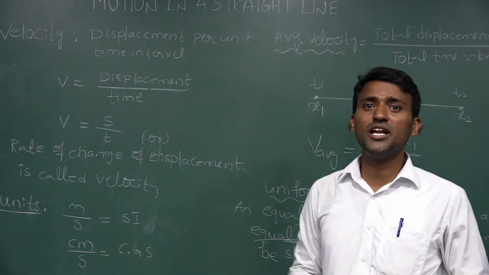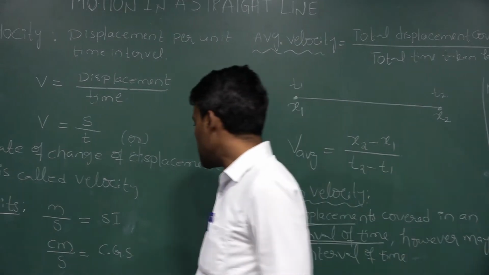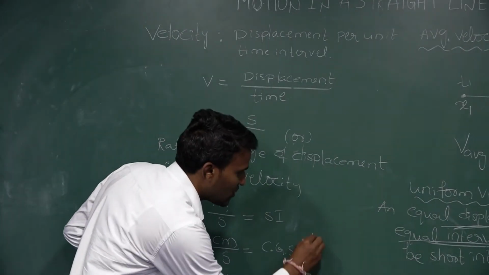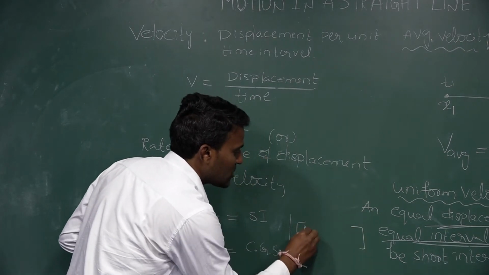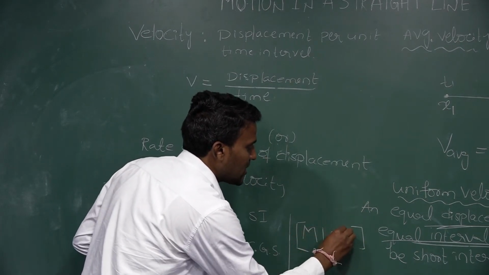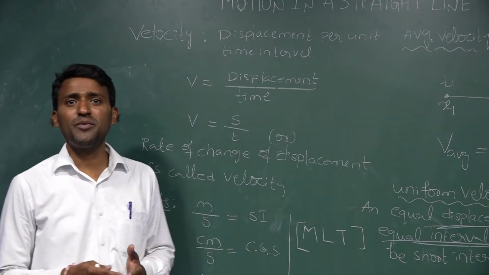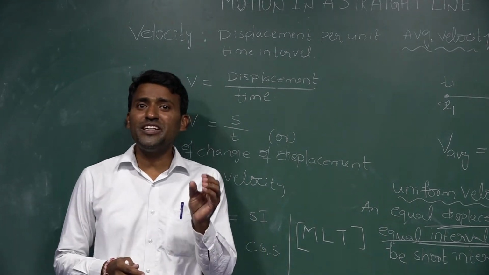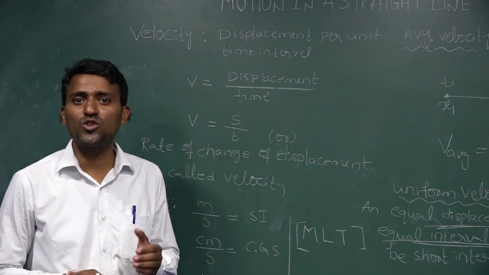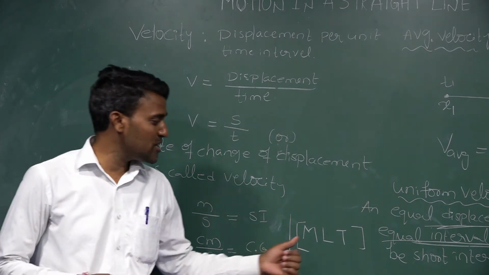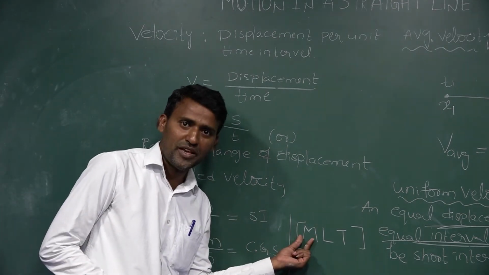And I want to tell you here about the dimensional formula. What does dimensional formula mean? We write the dimensional formula with M, L, T. Dimensional formula means how many times that quantity is raised. How many times that quantity is raised can be represented by the dimensional formula. See here, M is the mass.